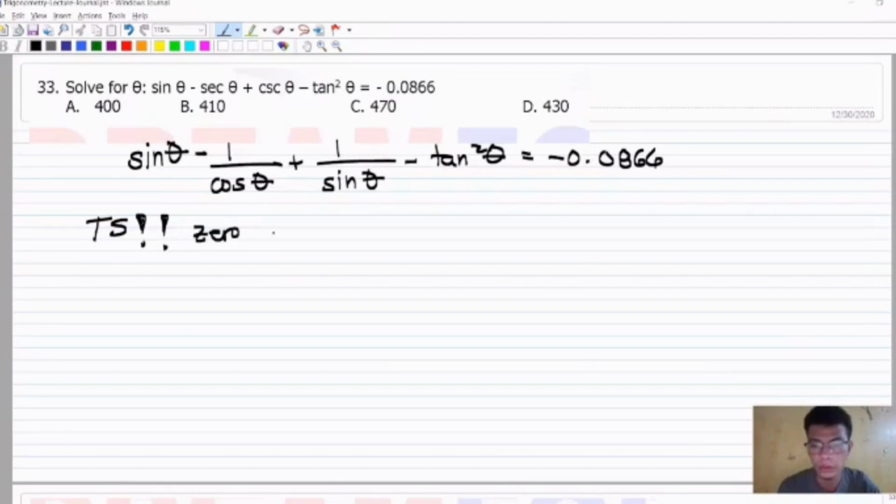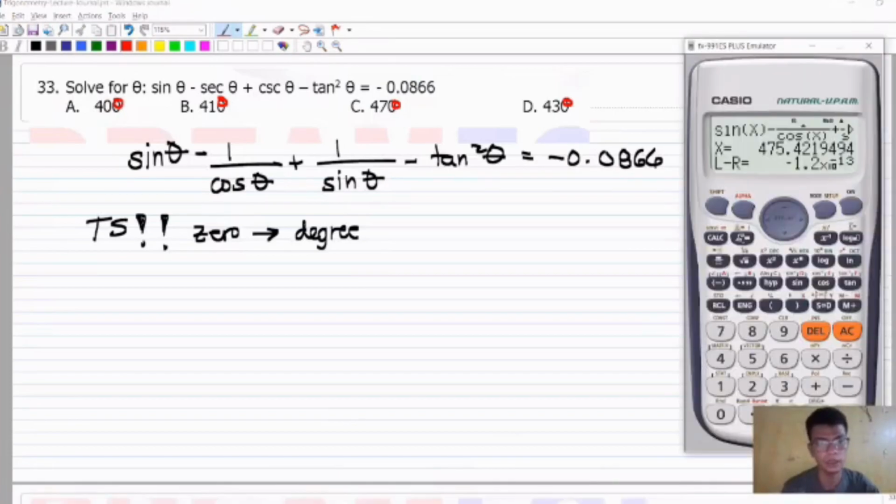Yung 0 siguro ay gawin natin na degree. So, bakit natin gagawin yun? Kasi kung mapapansin ninyo, ang mga choices A, B, C, at D, they are all ending in 0. So, yung 0 na to is degree: 40 degrees, 41 degrees, and 43 degrees.